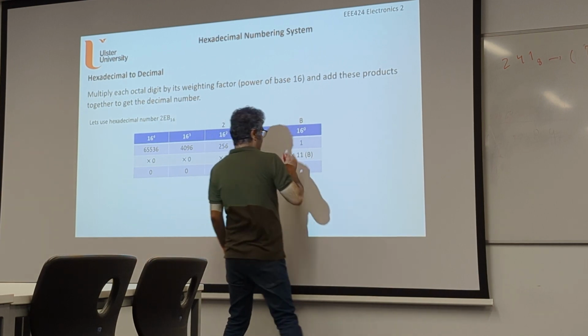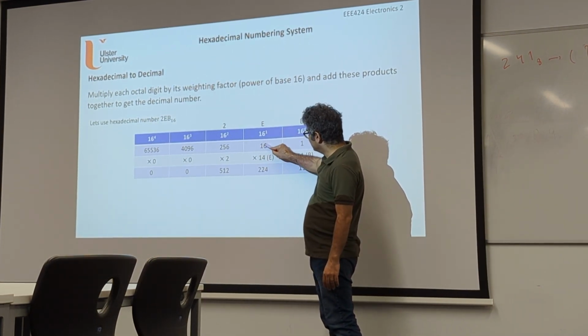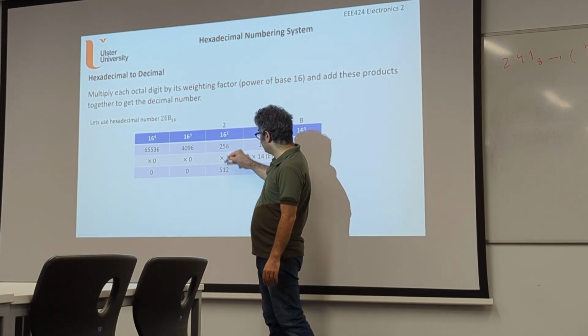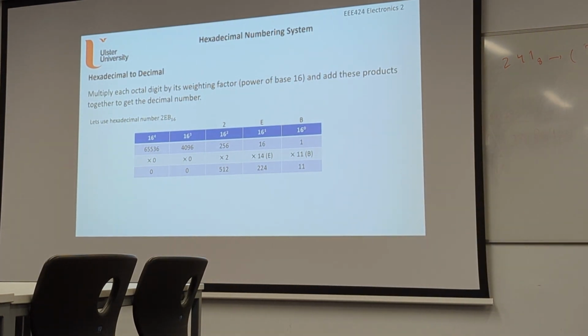Here we have B, which means 11 times 1, 11. E, 14 times 16, 224. We have 2 times 256, 16 power 2, 512. Then we add them. Okay? And it gives us the answer, 747.